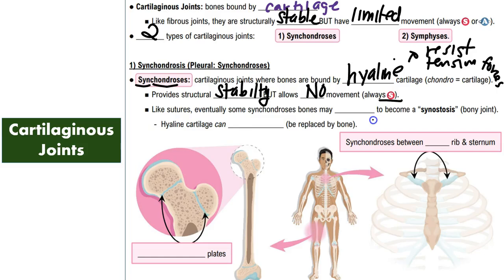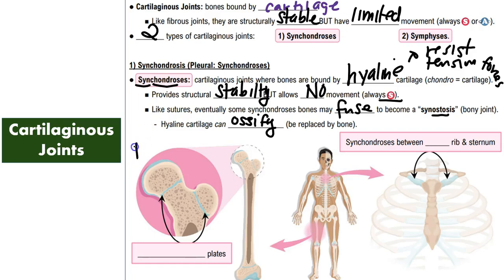Okay? Like sutures, though, eventually some of these synchondroses bones may fuse to become synostosis. So syn means together. We know that osto means bone, so that means we're kind of forming a bony joint. Okay? So that means that hyaline cartilage can ossify or can be replaced by bone. Okay? Let's get a couple of examples here.